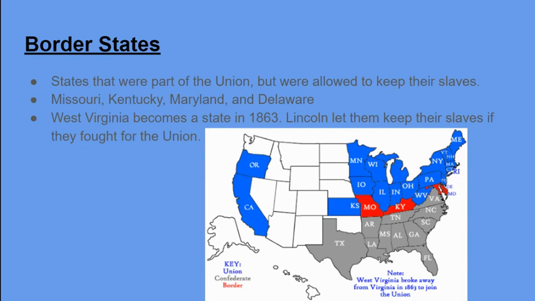There are also some states called border states. These states were allowed to remain in the Union, but were also allowed to keep their slaves. They are the states of Missouri, Kentucky, Maryland, and Delaware. They're in red on the map in front of you. West Virginia becomes a state in 1863, and Lincoln let them keep their slaves if they fought for the Union. These were very important states that led to the victory for the North at the end of the Civil War.